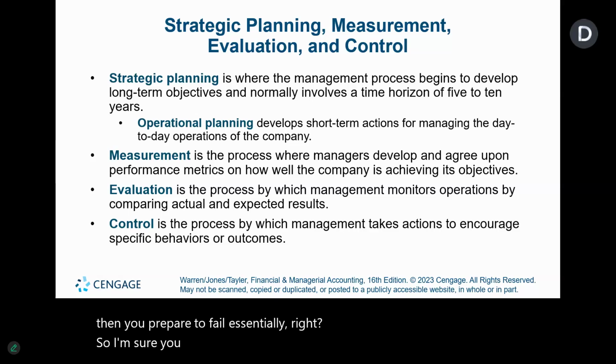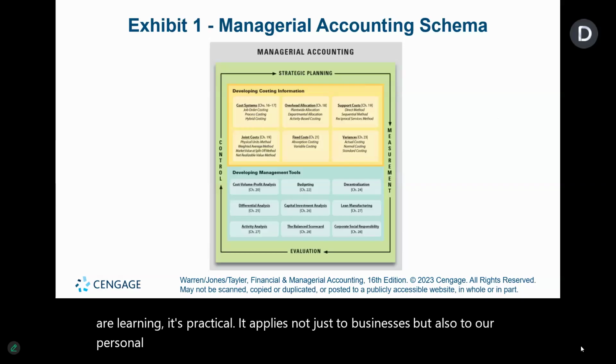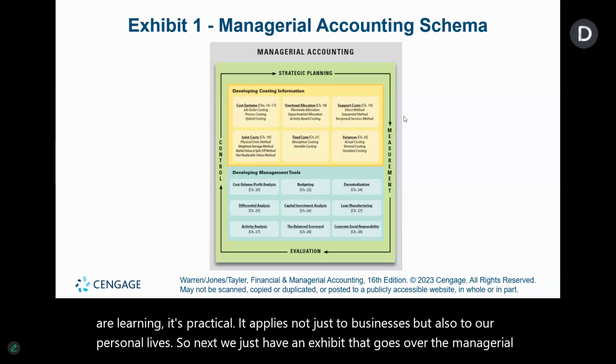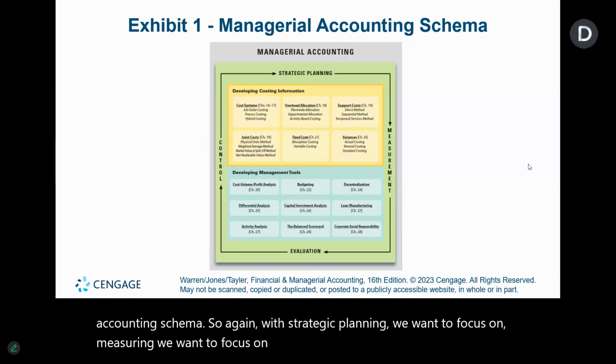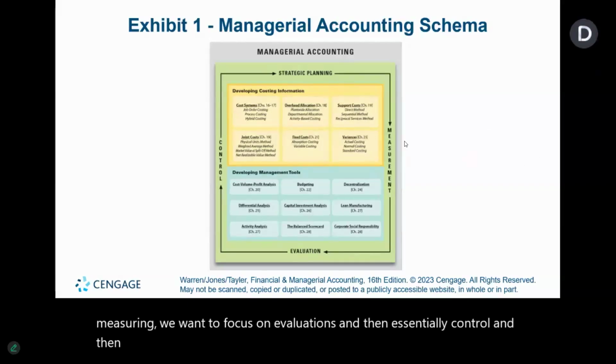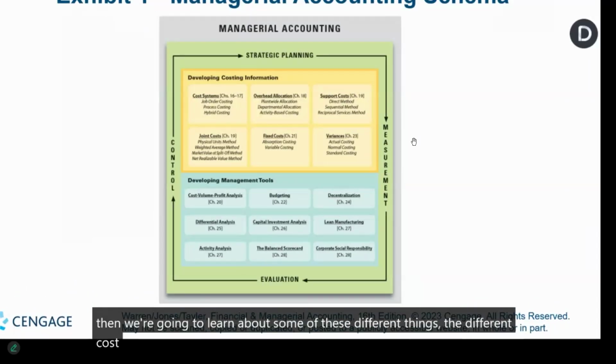But the key thing here, again, what we are learning, it's practical. It applies not just to businesses, but also to our personal lives. So next we just have an exhibit that goes over the managerial accounting schema. So again, with strategic planning, we want to focus on measuring, evaluations, and then essentially control. And then we're going to learn about some of these different things, the different cost systems, overhead allocation.